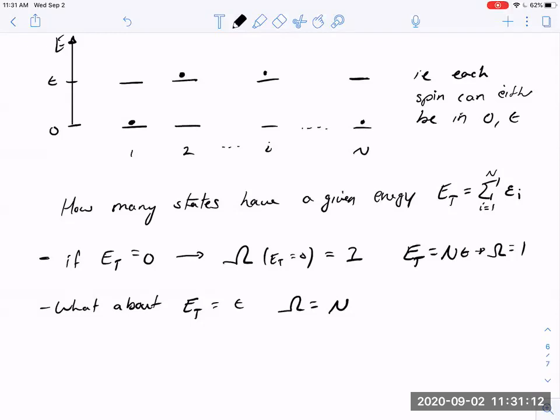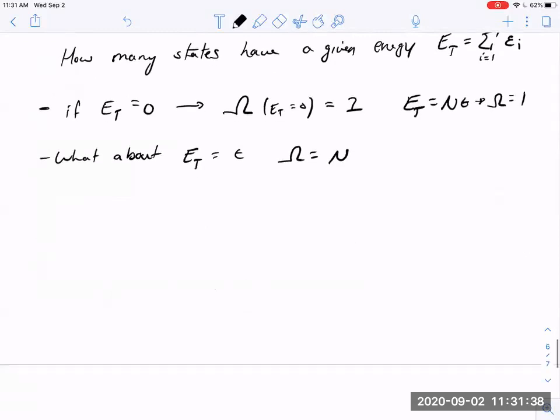Now notice something interesting. If the system is in its ground state, in its lowest energy microstate, there's only one way for it to happen. If it's in its highest energy microstate, there's only one way for it to happen. But in between, there are more ways that it could happen, more than one way it can happen, which means that this function omega, as a function of its energy, has to be non-monotonic.